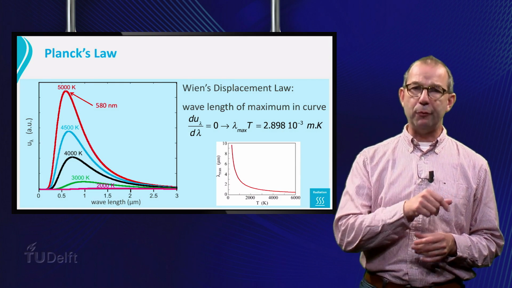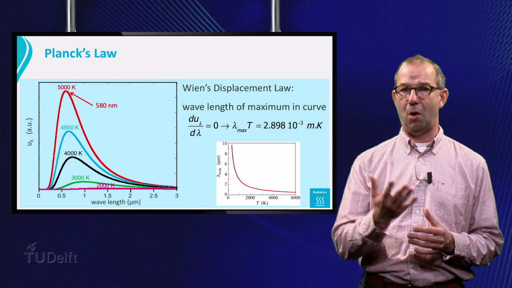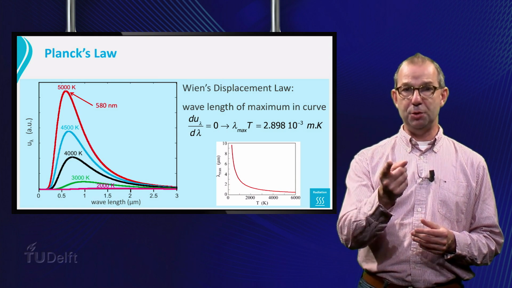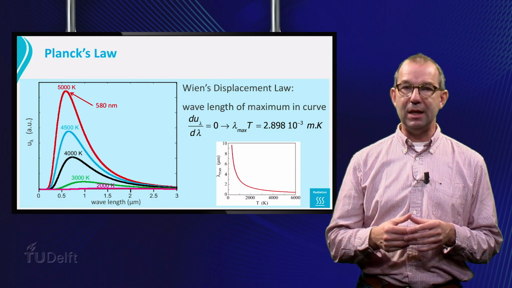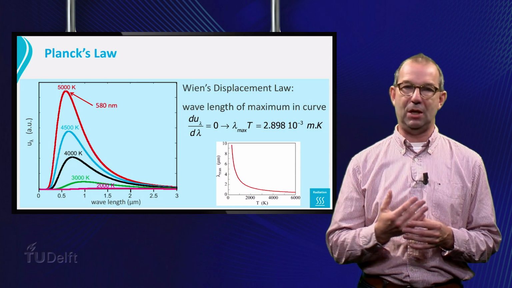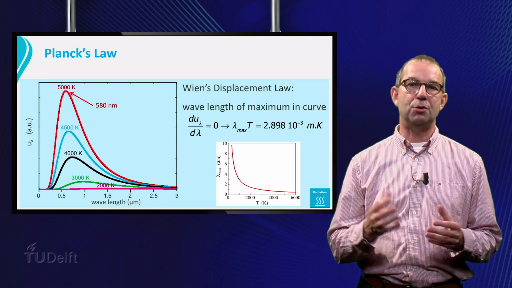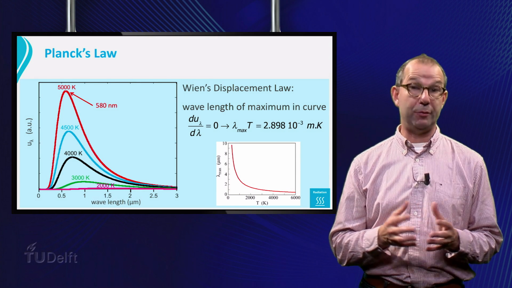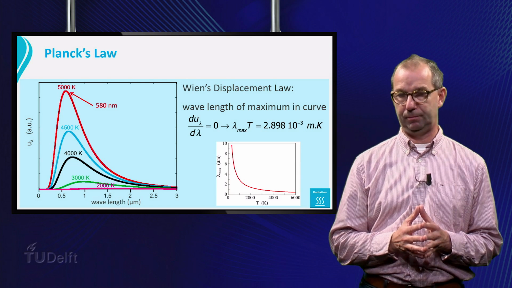The small graph shows the peak wavelengths for different temperatures. From this graph we see that you and I, with our temperature of about 300 Kelvin, radiate at a wavelength of some 10 micrometer. This is in the infrared, and thus not visible for us. However, with an infrared camera we can easily detect this radiation.